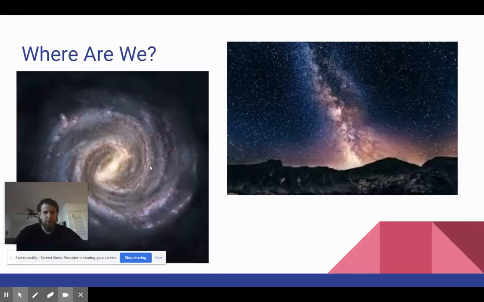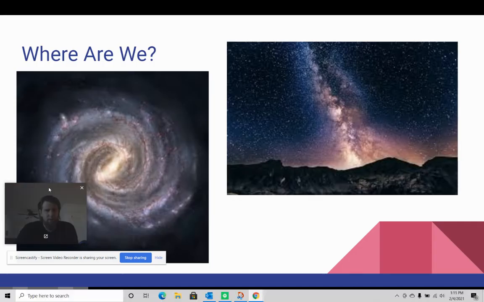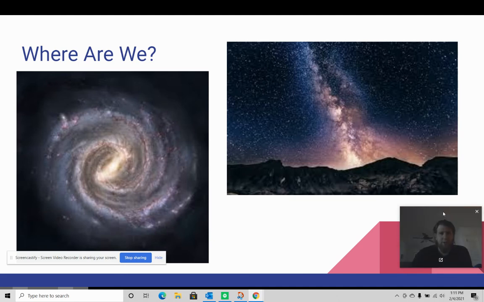Why did my screen just get dark? There we go. Oops. All right, so here we go. So where are we? I'm sorry, I've got my little screen here, I have to keep moving it around.